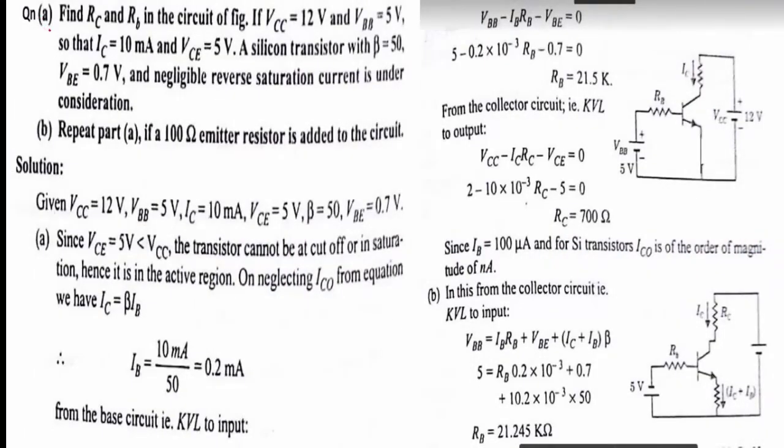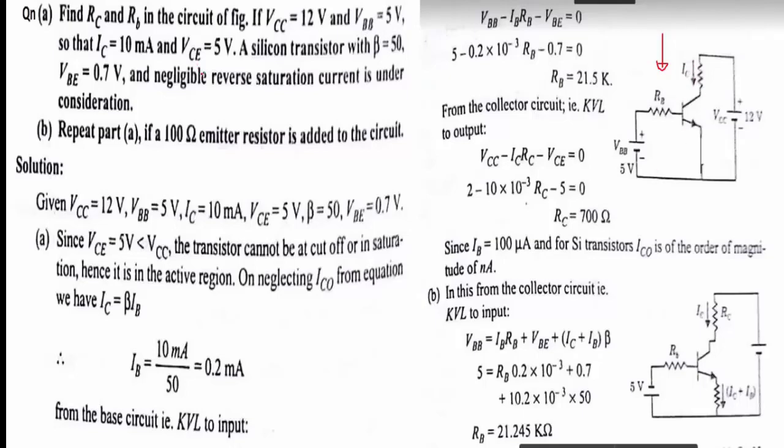So another example is here, that find RC and RB in the circuit of figure. The figure is here. Okay, if VCC is 12 volts, VBB is 5 volts, IC ni 10 milliamperes.